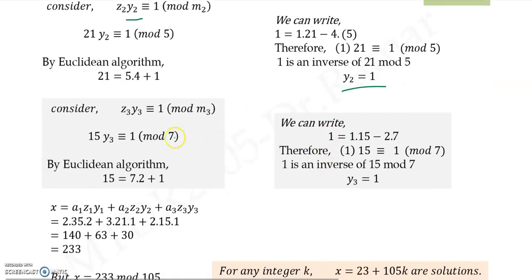Similarly, I can find the value of y3. I can write this equation. From this equation I can substitute z3. Then I have to find y3. What is y3? y3 is 1.